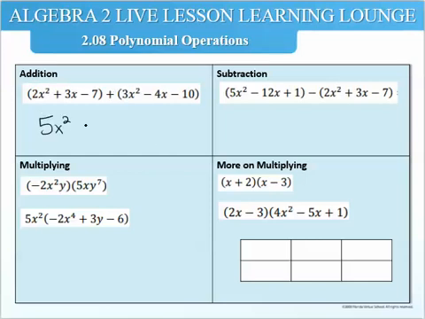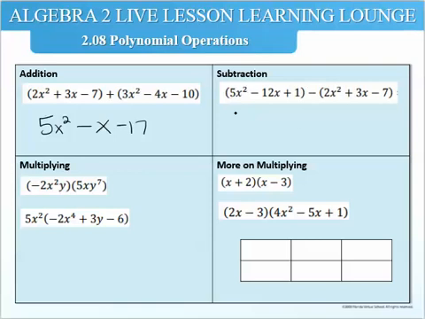3x plus negative 4x is negative 1x. And negative 7 plus negative 10 is negative 17. With subtraction, you can either subtract left to right or you can distribute the negative and then combine like terms. I like to just subtract left to right because it's less writing for me to do.